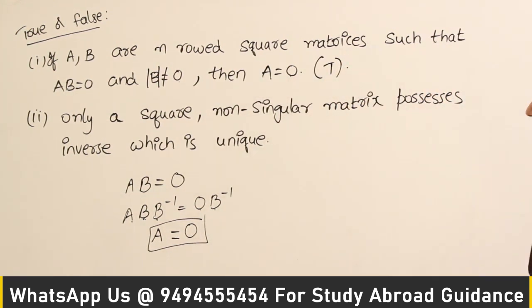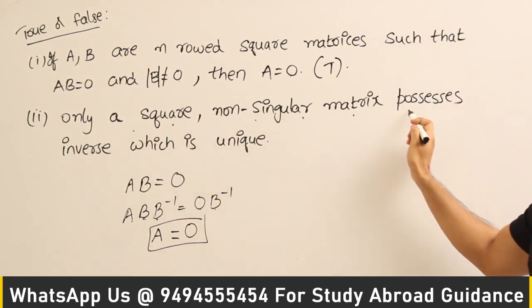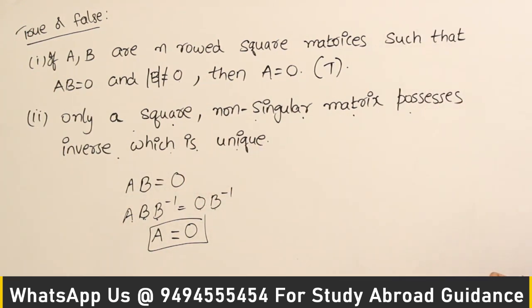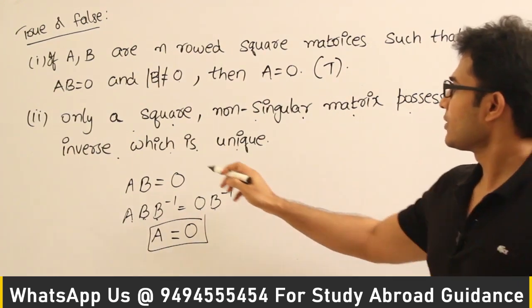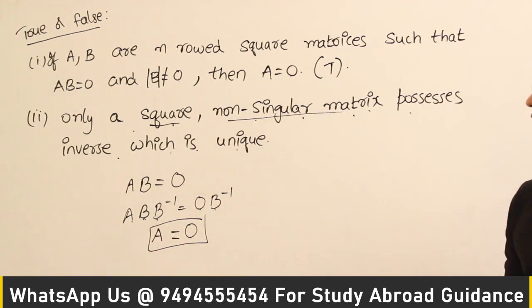And look at the second statement. Only a square non-singular matrix possesses an inverse which is unique. So they are saying that if a matrix has to have an inverse, then it should be square and it should be non-singular, isn't it? So why should it be square?